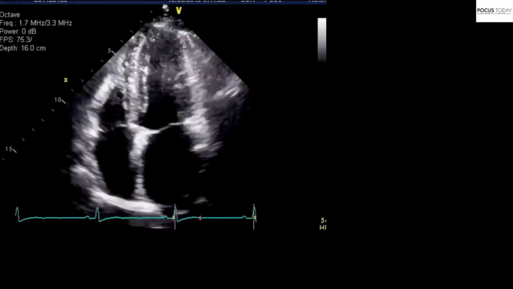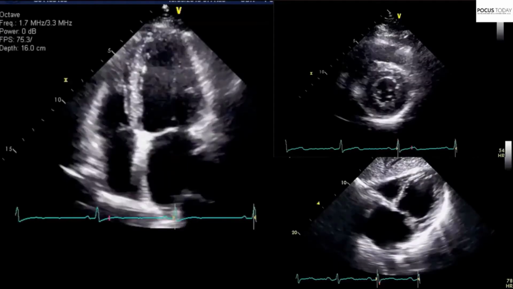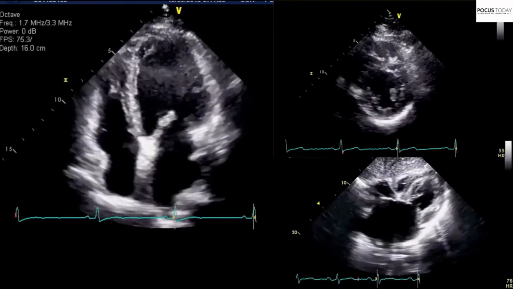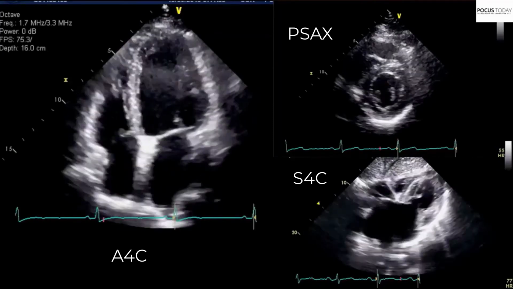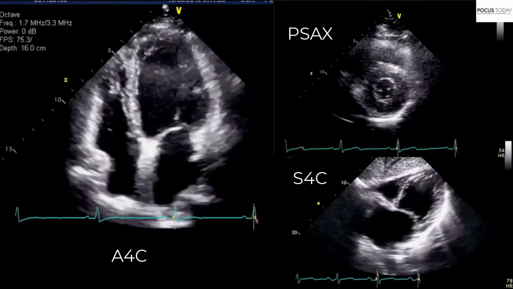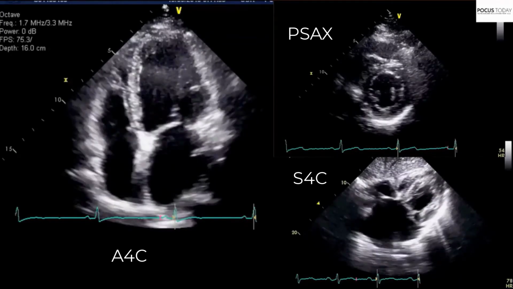Next we can look at RV contractility. The relevant views for RV contractility assessment are the parasternal short axis, apical 4-chamber and subcostal 4-chamber views. These are shown here. The RV is of normal size. The normal RV should be 2/3 the size of the LV. The apex of the normal heart is formed by the left ventricle.